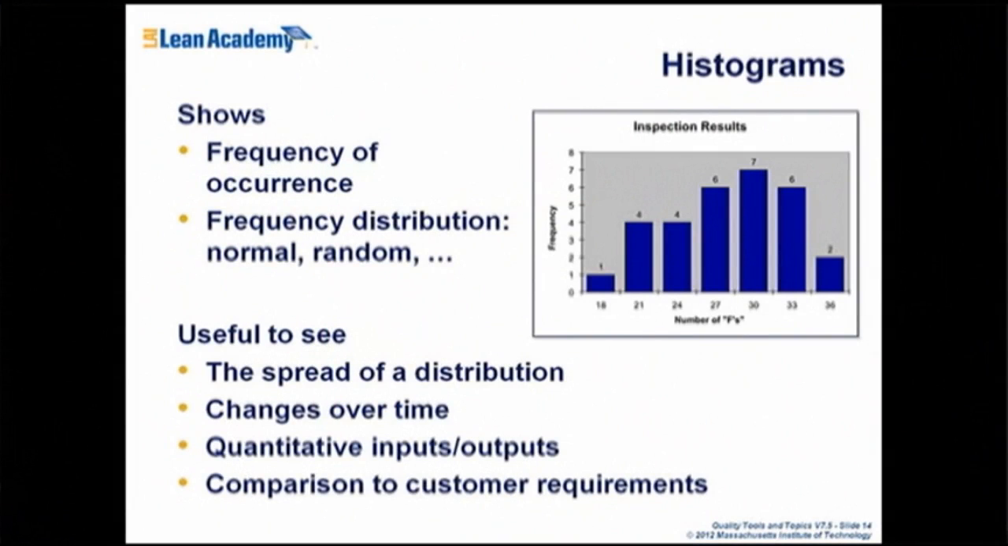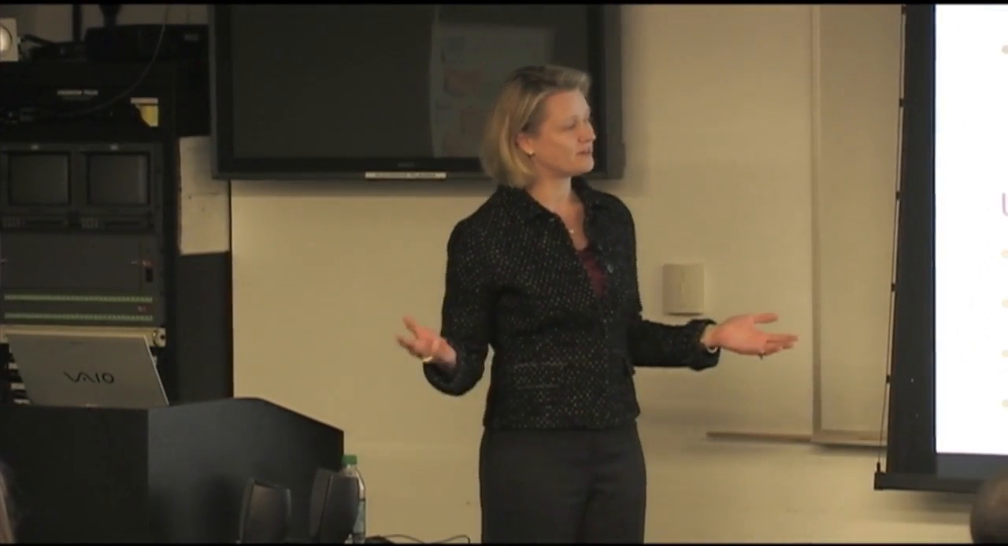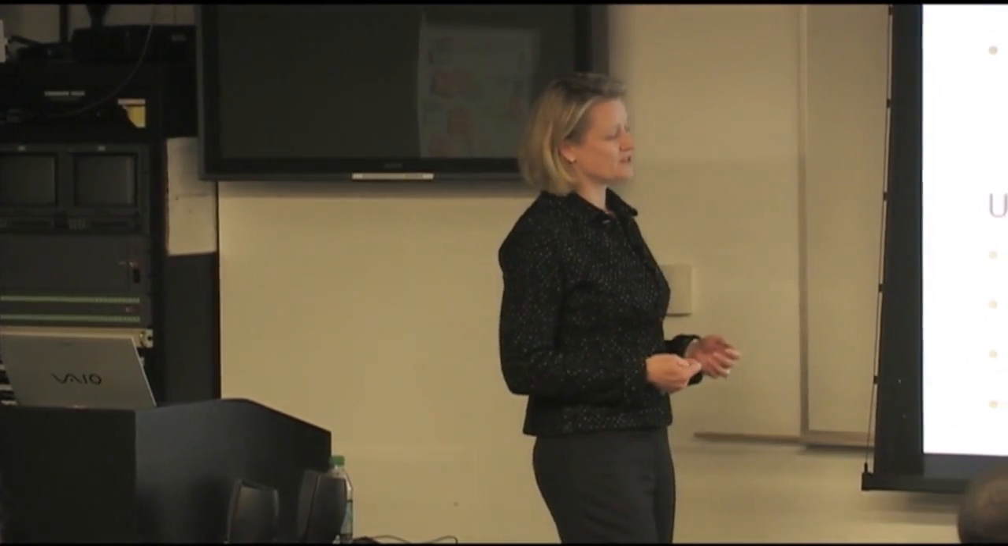All right, next tool is a histogram. So histograms are typically showing the frequency of occurrence of a particular activity or item, and from this you can start to understand a little bit more about the frequency distribution that you're seeing. Is this a normally distributed event? Is it randomly distributed? And so on.